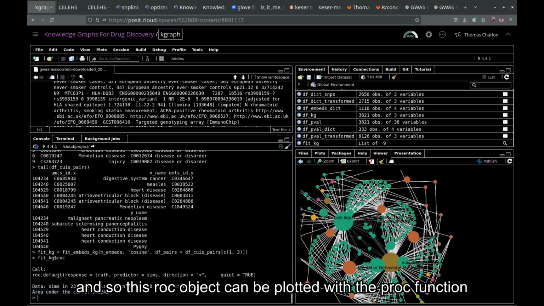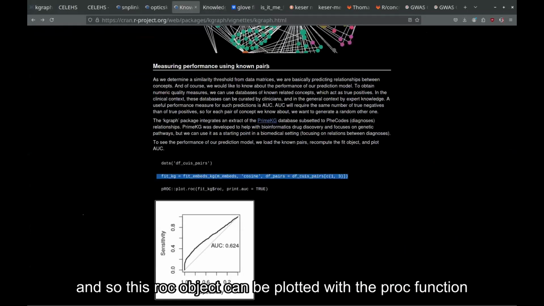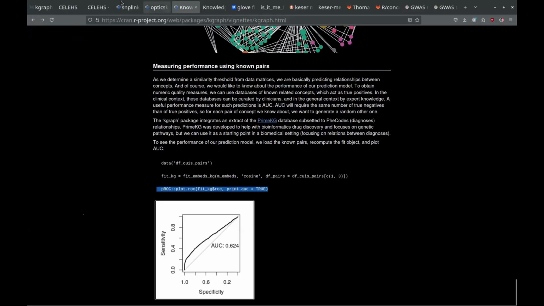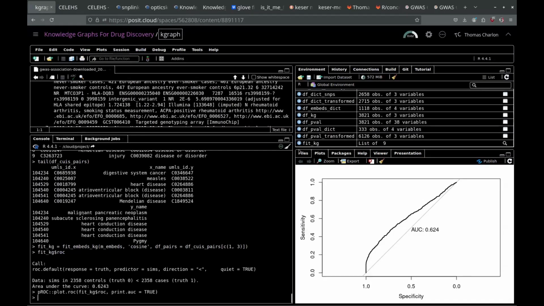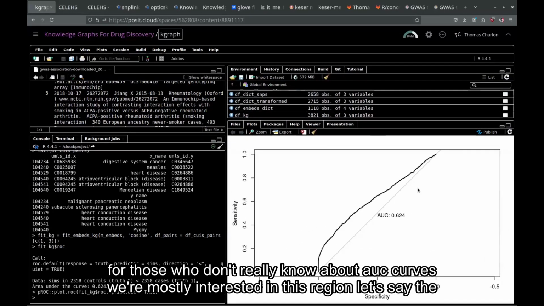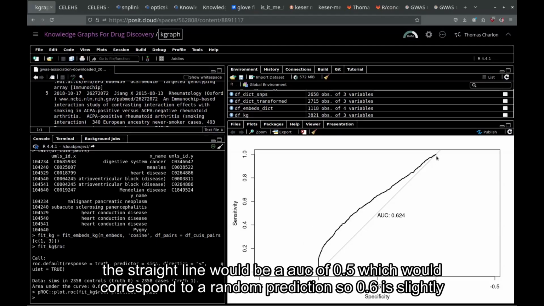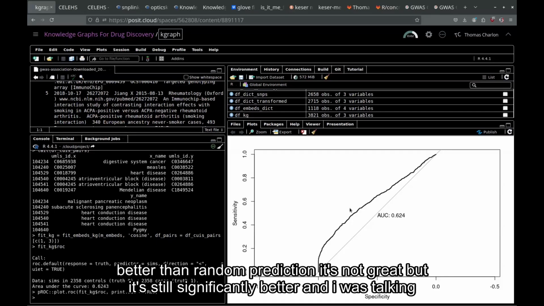And so this ROC object can be plotted with the plot function. For those who don't really know about AUC curves, we're mostly interested in this region, let's say. The straight line would be an AUC of 0.5, which would correspond to a random prediction. So 0.6 is slightly better than random prediction. It's not great, but it's still significantly better.